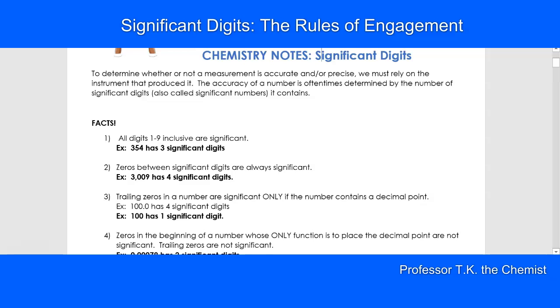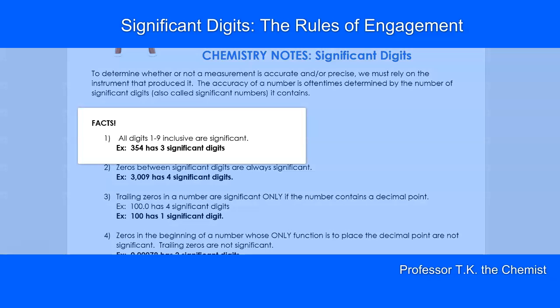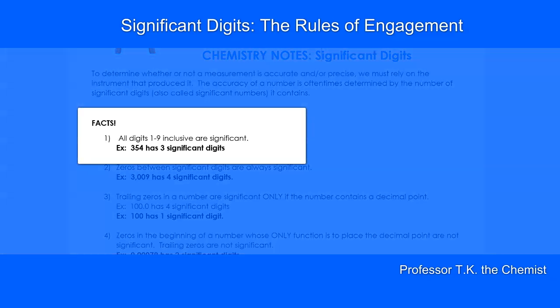In order to determine whether or not a measurement is accurate or precise, we must rely on the instrument that produced it. So when we talk about significant digits, we have to remember a couple of things. Number one, all digits 1 through 9 are significant. So for instance, if I have a number like 354, the 3, 5, and 4, all three of those numbers are significant. There are 3 significant digits within that number.